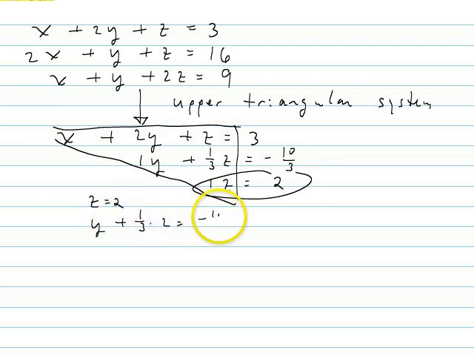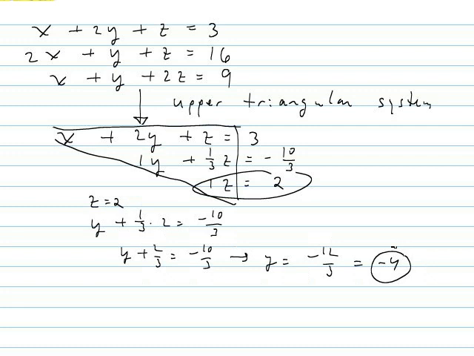2 equals negative 10 over 3. Y plus 2/3 equals negative 10 over 3. Gives us y equals negative 12 over 3, which is negative 4. And then we can plug the 2 and the negative 4 into the original equation.